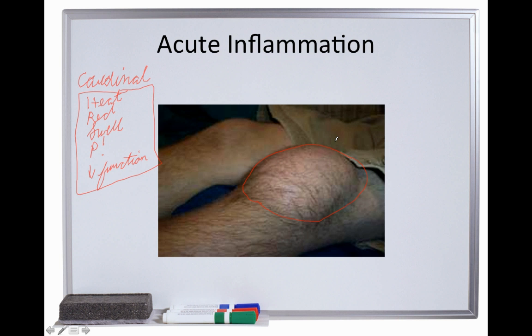Why do we want to know what the cardinal signs of inflammation are? Because as you go through the healing process, if you have your injury occurring here and up to the point of return to full function, it's not one linear path all the way. You get some jumping back and forth. And how do you know if you're inching back towards that inflammatory process? You see these signs of inflammation. So you want to remember the 5 cardinal signs of inflammation.